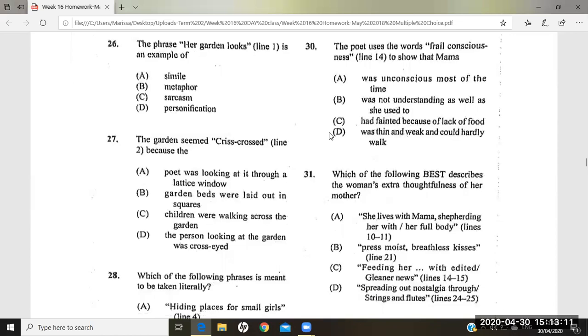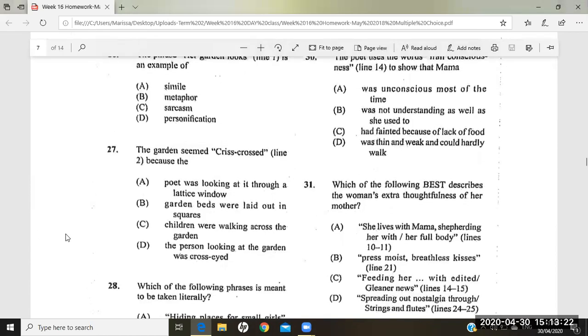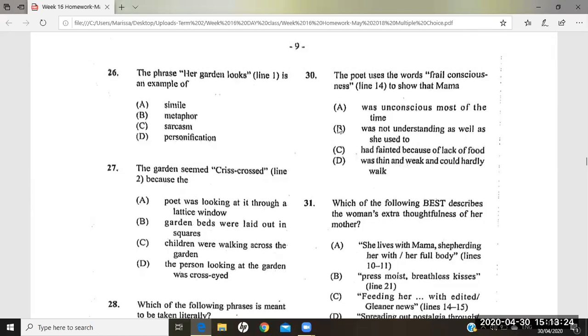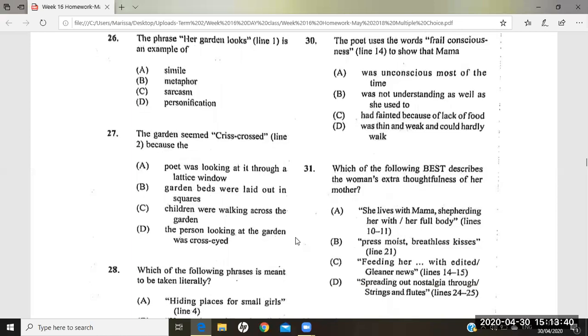Any volunteers for this section? Hawa? Repeat that, miss. Hawa, number 26 says her garden looks is an example of what literary device? Oh, D. Yes, it is D, personification. Good. And 27 as well. The garden seemed crisscross in line 2 because of what? Why was the garden crisscross?